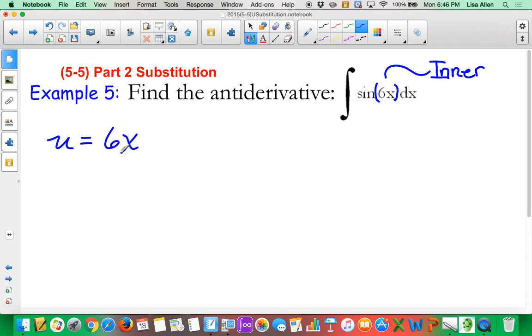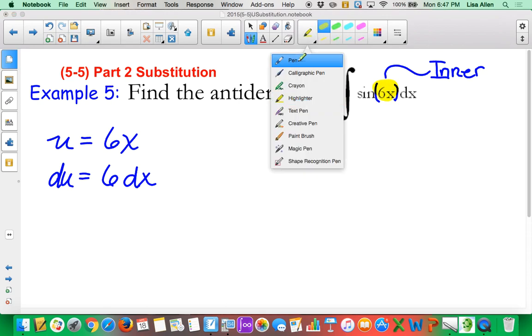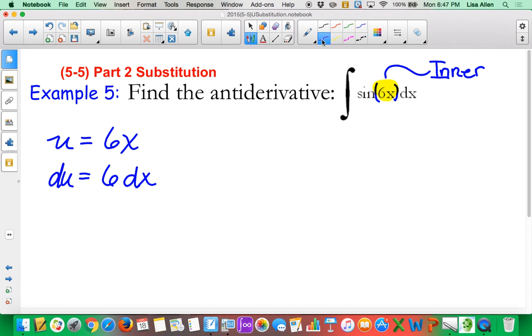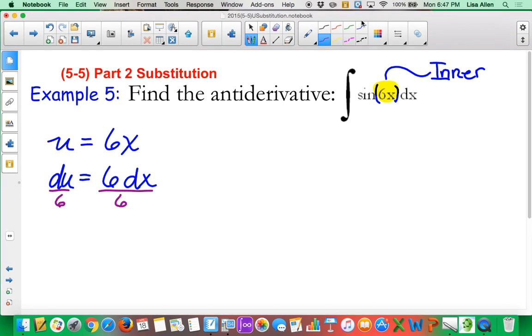If I'm going to change to a u substitution, then the dx's have to change. So I have du is equal to 6 dx. Notice I don't have a 6 in the integrand. I only have just the sine of 6x. So in this case, I'm going to divide both sides by 6. Recall that I did this in the last video. I divide both sides of the equation by 6, and I get du divided by 6 is equal to dx.